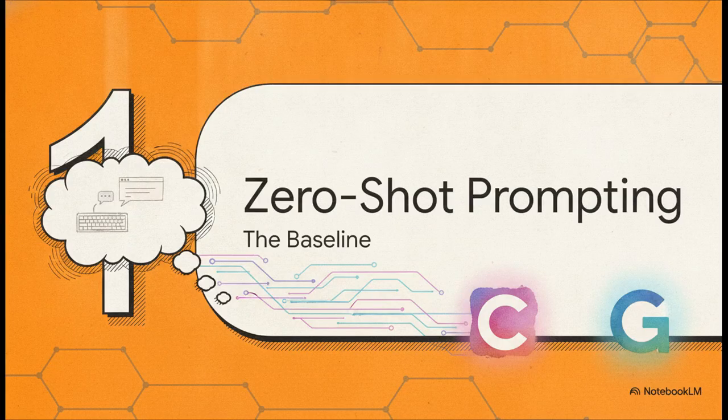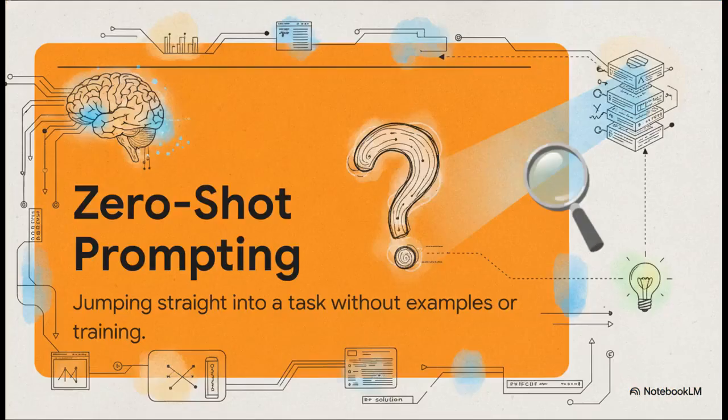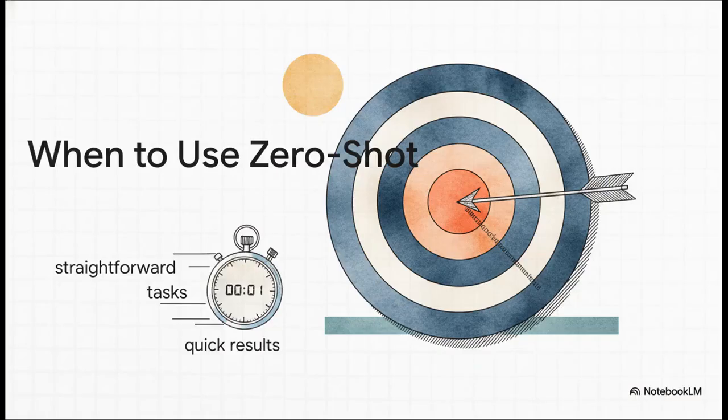First up, our baseline, zero-shot prompting. If you've ever fired off a quick request to ChatGPT or Claude, you're likely already doing this every single day. Basically, zero-shot prompting is when you jump straight into a task without providing any prior examples or training to the model. Think of it like asking a trained human expert to do a job by just giving them really clear, specific instructions. You're not holding their hand at all. You're just relying entirely on their pre-existing training to get it done.